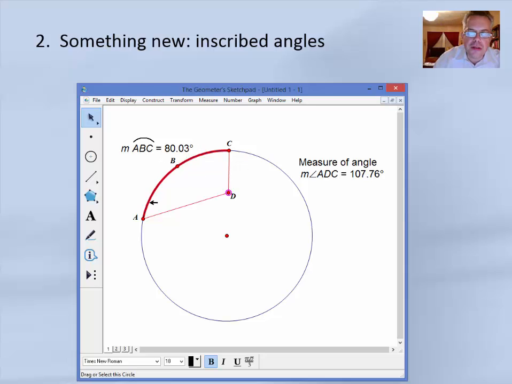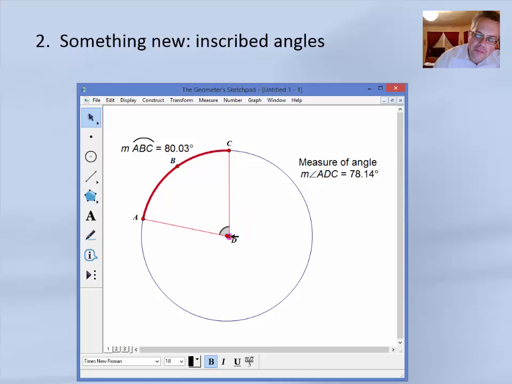The measure of the arc is almost 80. It's 80.03 degrees. The computer is very accurate. And as I move point D around, we see the measure of angle ADC changes. ADC is this angle right here. So as I move it around, that kind of changes. If I move it close to the arc, it gets really big. If I move it further, it gets smaller.